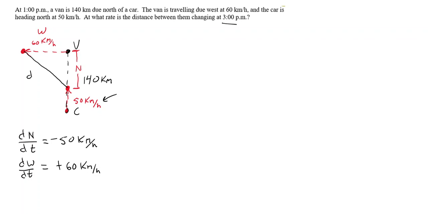All right. Now, what else do we know? We're interested in this happening 2 hours later. It goes from 1 p.m. to 3 p.m. So just as a reminder, I'm going to write time is equal to 2 hours. And what are we after? We're after dD/dt, the rate of change. I'll write dD/dt with a question mark. That's the one we're after. So that's our starting point.